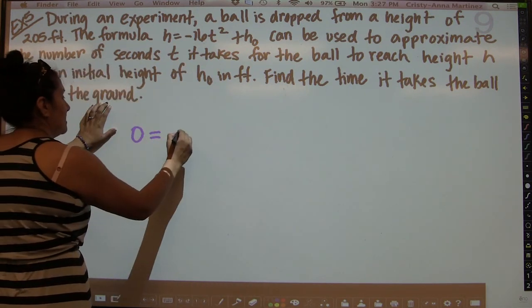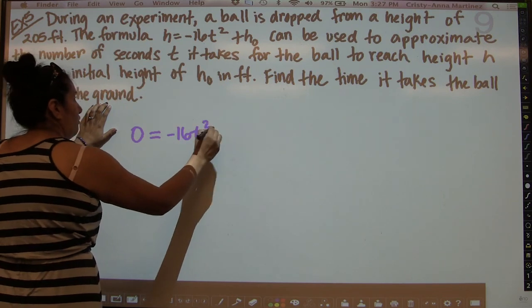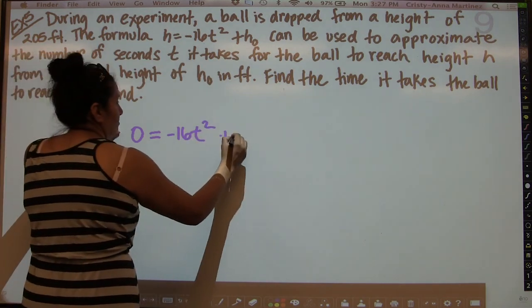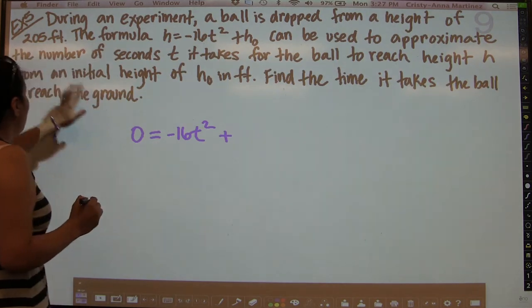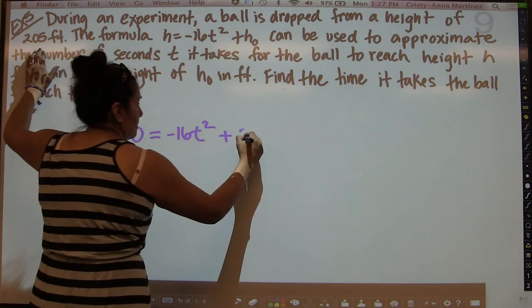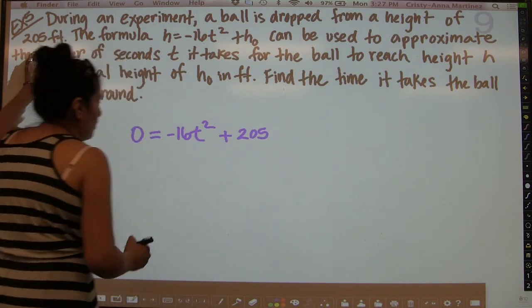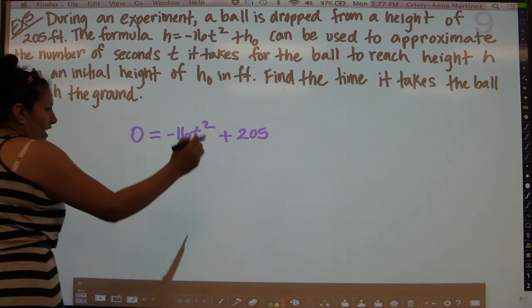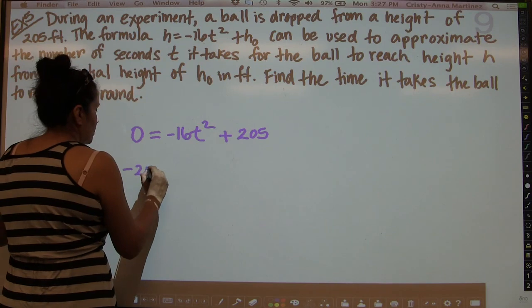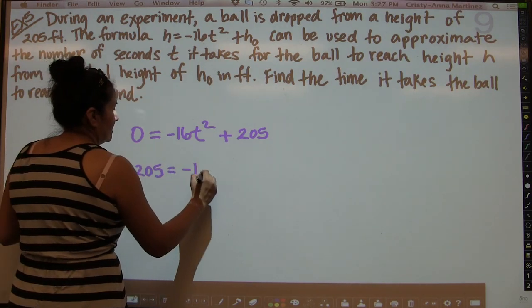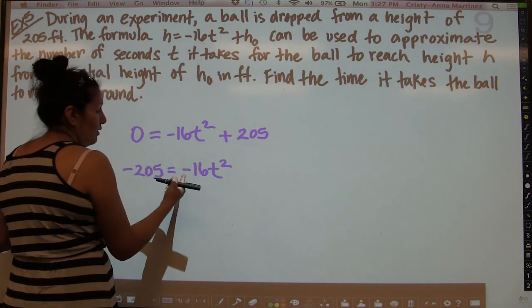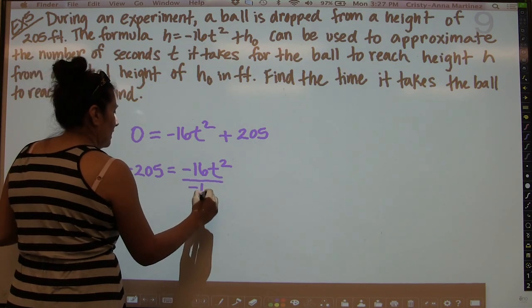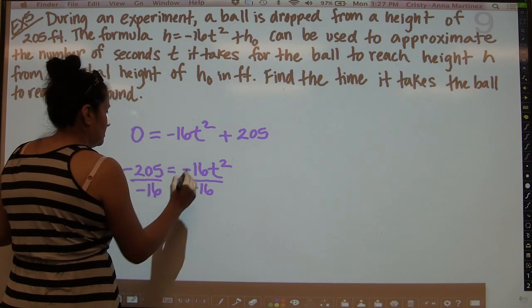And then the negative 16, the t is what we're trying to solve. And then it says plus the initial height, plus h sub 0. But the initial height was 205 feet. So this is my equation. 0 equals negative 16t squared plus 205. So now to solve, I'm going to move my 205 to the other side. So it's going to become negative 205 equals negative 16t squared. And then to get rid of the negative 16, I'm going to divide by negative 16 on both sides.